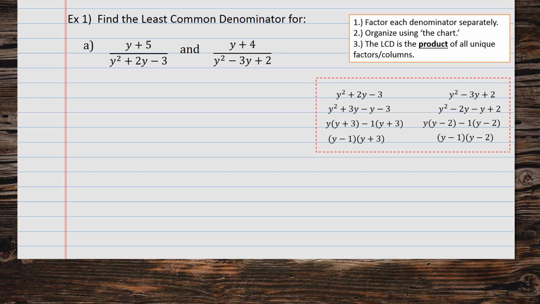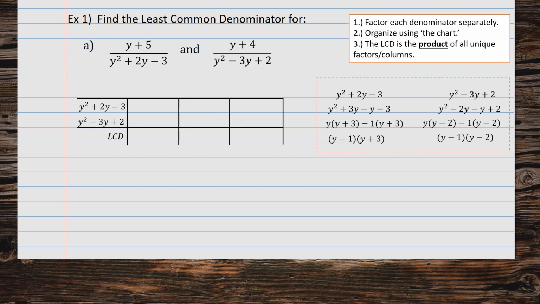Now we're ready for step 2, which is to organize using the chart. Well, what exactly is this chart? The chart is made up of your original denominators and the LCD at the bottom. The chart is simply an organizational tool made up of rows and columns.